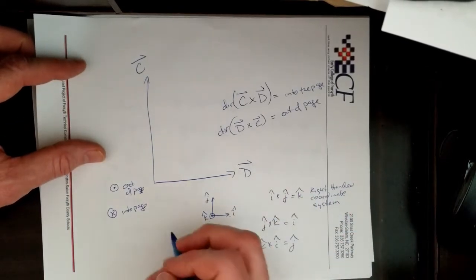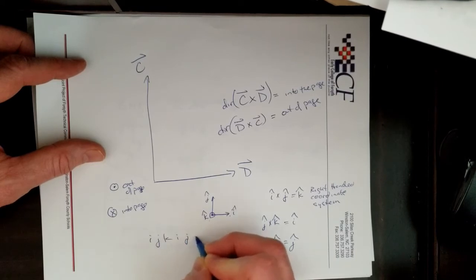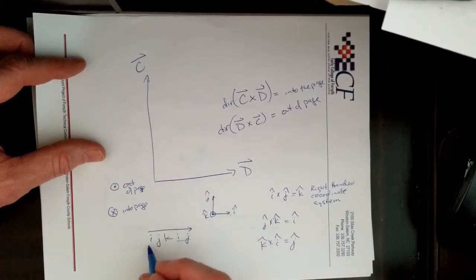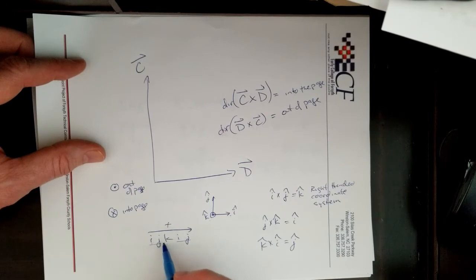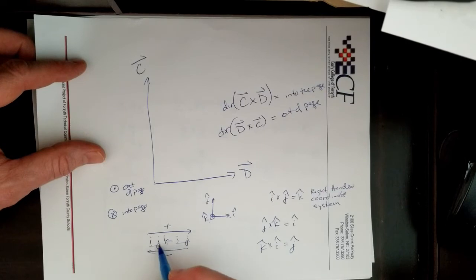Now, another way of looking at this is if I put i, j, k, and then i, j again, so this is just a repeat of the first two. It's like you're going around the corner. If I'm going in this direction, it's positive. So i cross j is k, j cross k is i, k cross i is j. If I go this way, it's negative. j cross i is negative k, i cross k is negative j, k cross j is negative i.